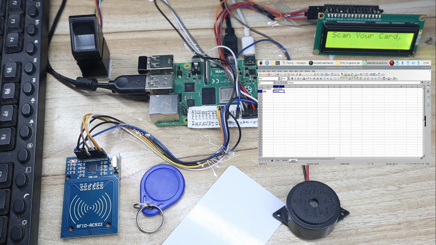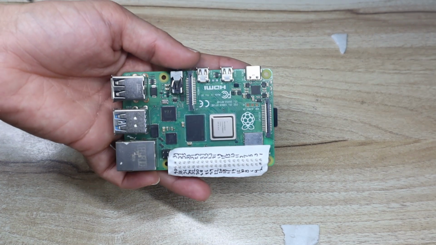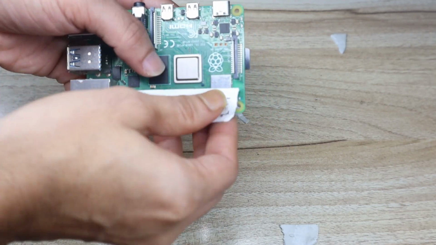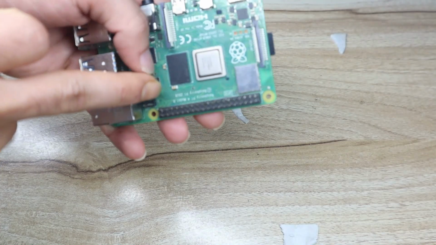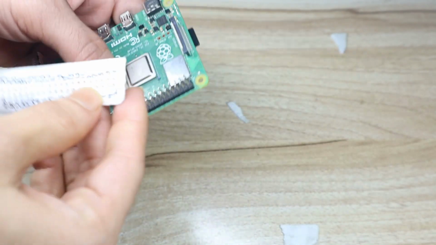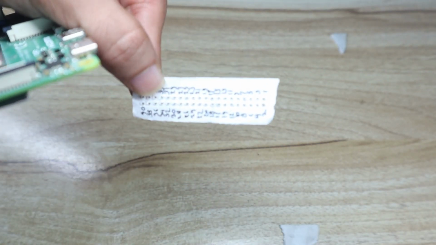Now let's see the programming part and hardware connection of this project. Let's understand the hardware connection. You can see this is my Raspberry Pi 4B. It is clearly mentioned on it. You can use any Raspberry Pi, there is no issue. Just use this type of paper which mentions the pin numbers.